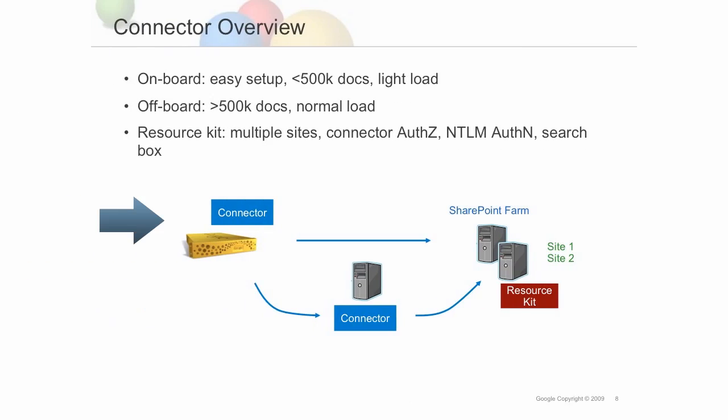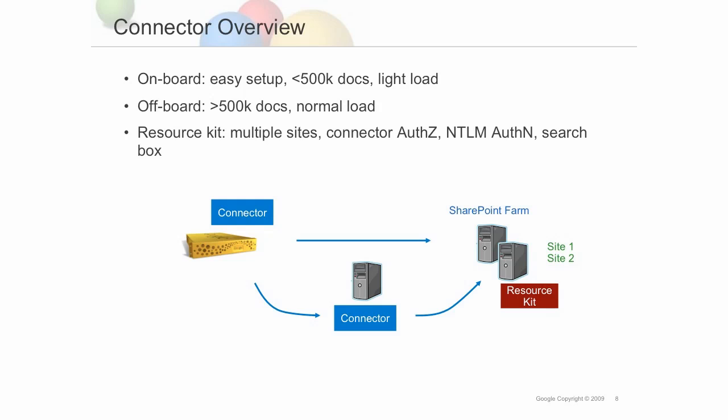Now let's talk about the connector. The connector can be deployed either on the appliance or on a separate server. The onboard version is for easy setup and can be useful for proof of concepts or POCs. However, it does not scale beyond 500,000 documents and may not perform well under heavy query load. More likely, you'll need to use the off-board connector in production. It scales beyond 500,000 documents and handles high query load. However, you have to install it on a separate server.